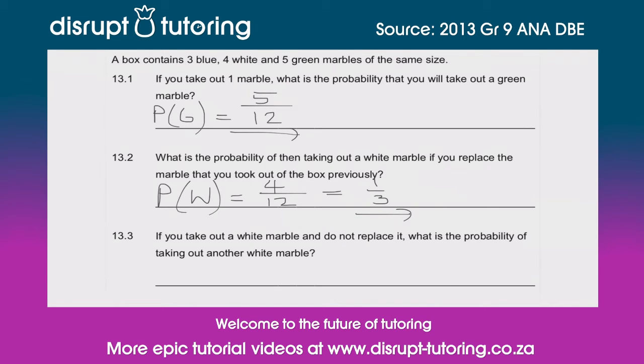And then finally, if you take out a white marble, and do not replace it, what is the probability of taking out another white marble? So here we're saying the probability of taking out a white marble, given that you've already taken out a white marble. Okay, so how many white marbles would be left if we haven't put back the first white marble? Well, we know that there would be 3 white marbles left. And because we took out the white marble, we only have 11 marbles left to choose from. And that is going to be your answer there.